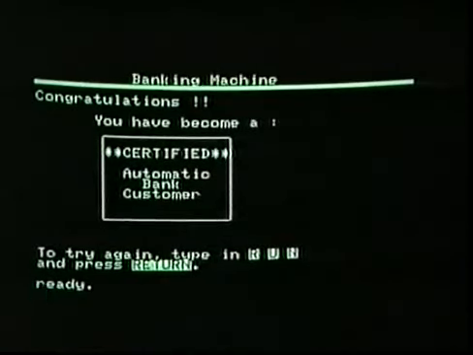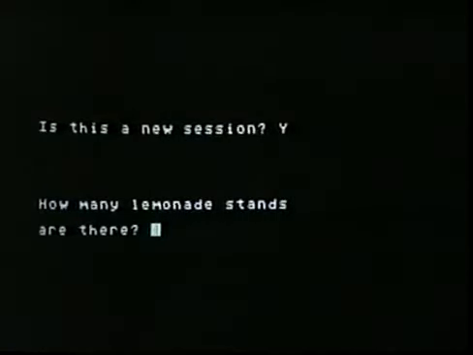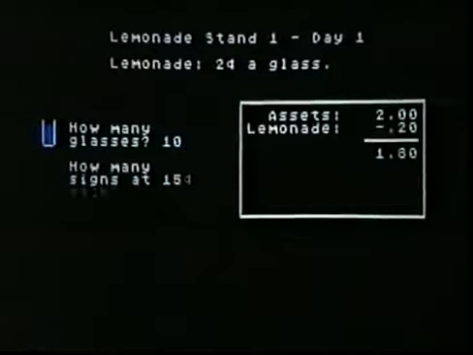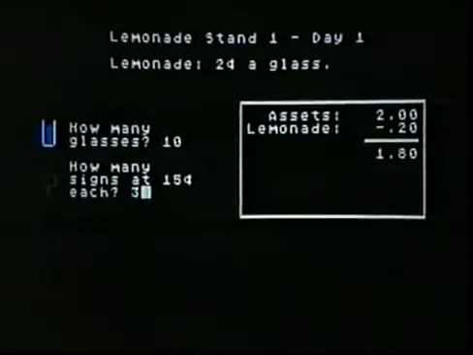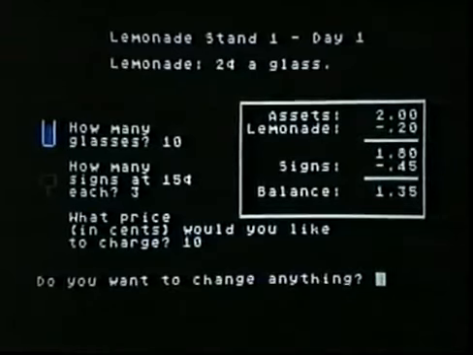Now that you know how to fly a helicopter and use an automatic banking machine, it's time for you to learn how to run a lemonade stand. It's on the Atari. Okay, how many lemonade stands are there? 1 lemonade stand. I'm sure the prices have gone up a lot since I had a lemonade stand. Okay, here we go. Now, how many glasses? Well, we'll start conservatively with 10 glasses. How many signs? I think 3. We should let folks know we're in business. What price would you like to charge? I think 10 cents is reasonable. Do you want to change anything? No, I don't believe so.